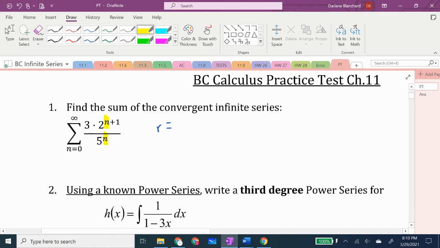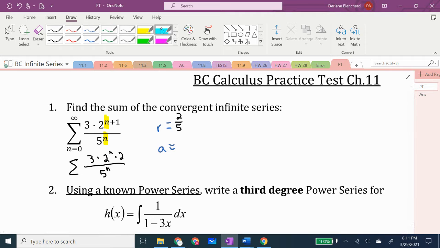And having the plus 1 in the 2 to the n plus 1 is the same thing as having 2 to the n times 1 more 2, which is really only affecting the first term. So realize that you could rewrite it in this way where you can see that the R is 2/5. But if you don't see it, find the first term, find the second term, and then divide them, and you'll see the R. You have to find the first term anyway. So what is the first term?